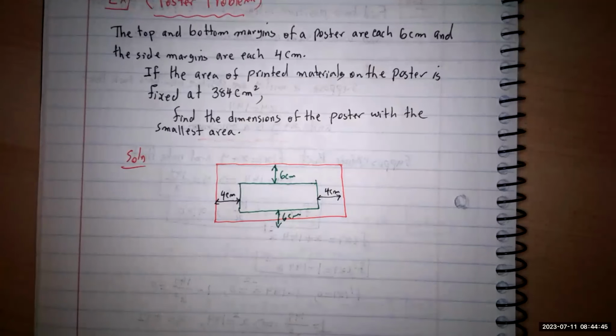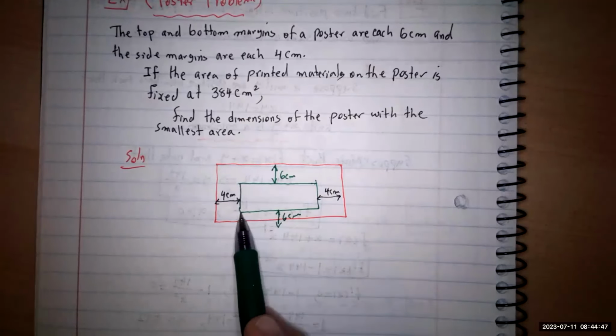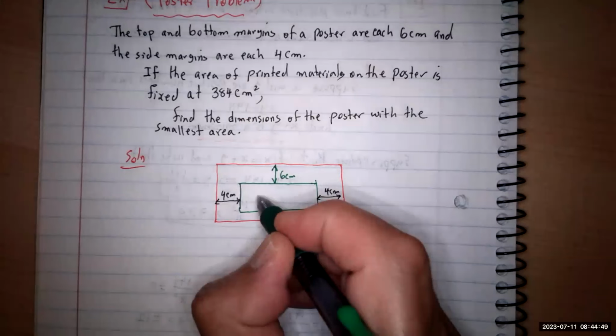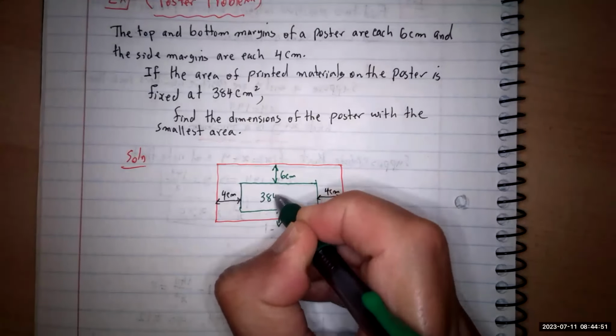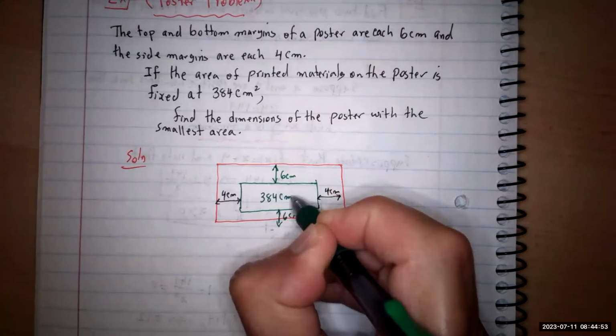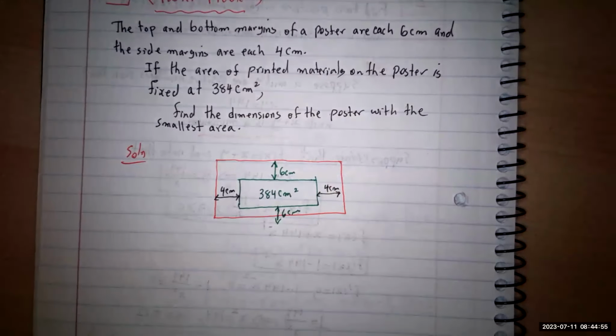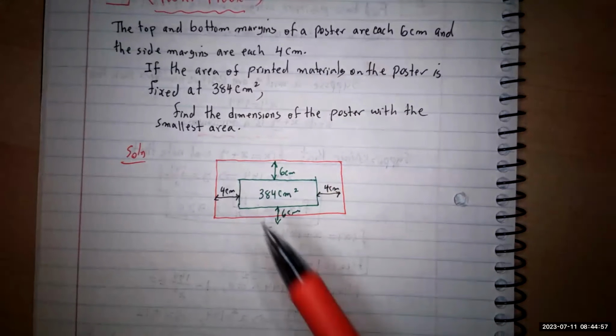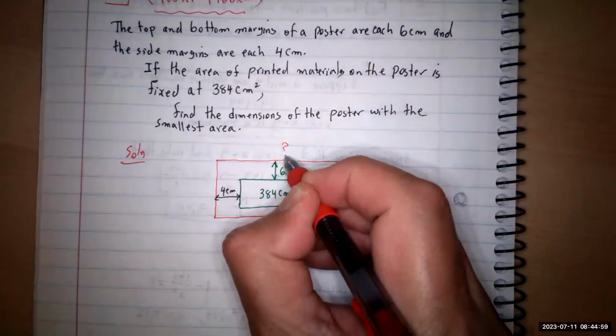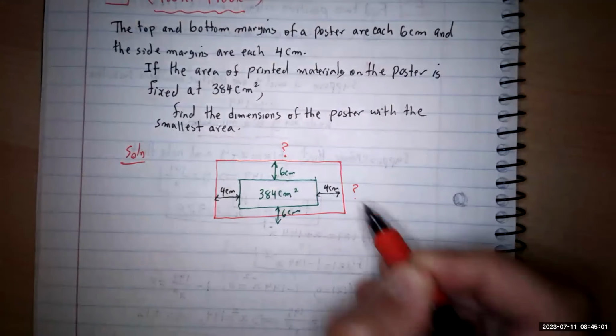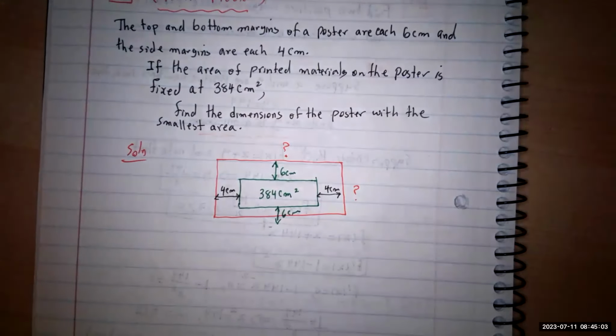What you have is the area of the printed material. It's going to be printed, 384 square centimeters. So what's the question? The question is this dimension. What is the dimension of the poster? You want to find the dimensions of the poster with the smallest area, of course, because you don't want to have a big one.